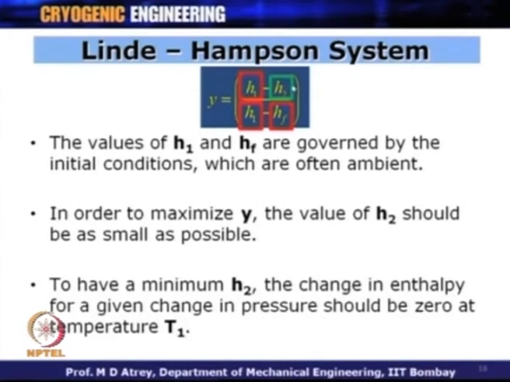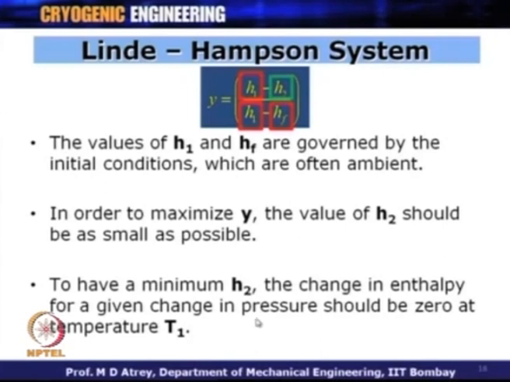Process 1 to 2 is a compression process. It is happening at constant temperature, so it is an isothermal compression process. Now, in order that the value of H2 should be minimum, the change in enthalpy, del H2 by del P2, for a given change in pressure should be 0 at a given temperature T1.